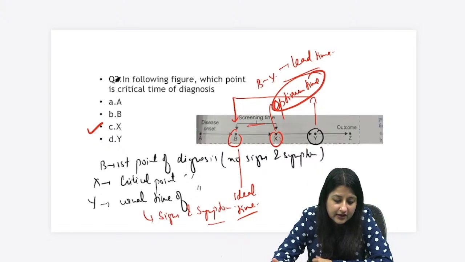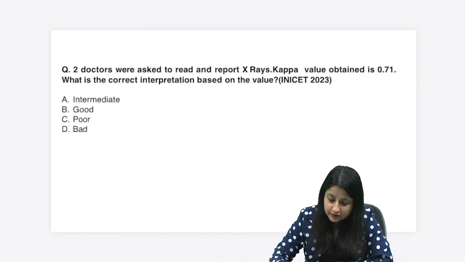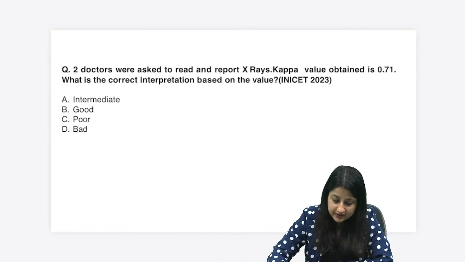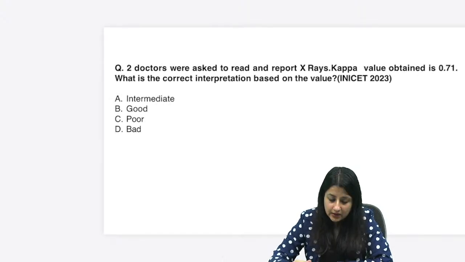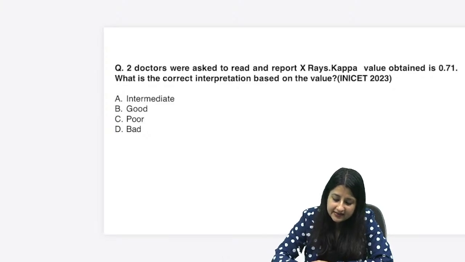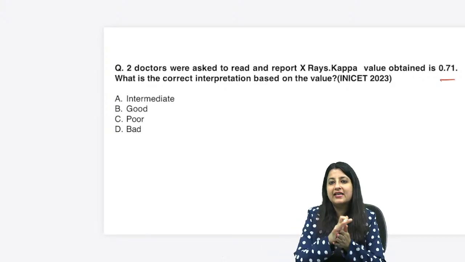Clear, everyone? Okay, let's go to another question, a conceptual question. Tell me the answer to this. Two doctors were asked to read and report an X-ray; the kappa value obtained is 0.7. What is the correct interpretation based on the value? So this was an INICET question.